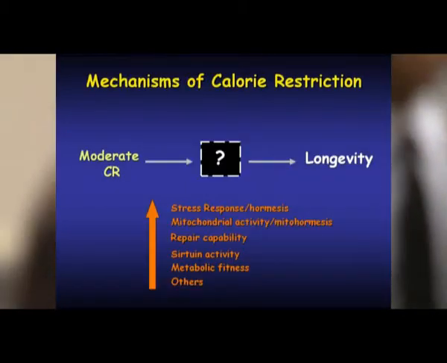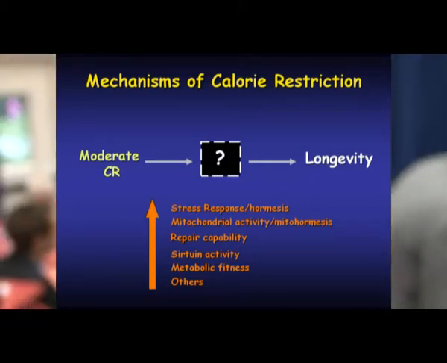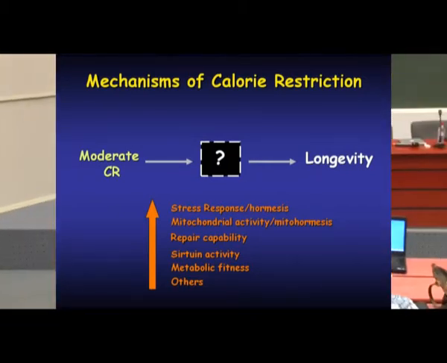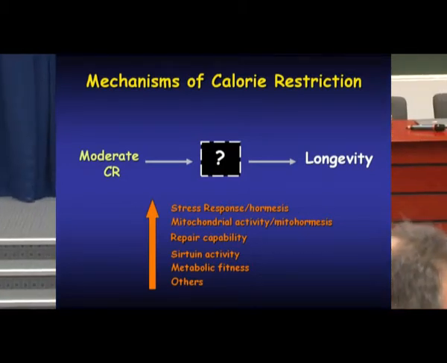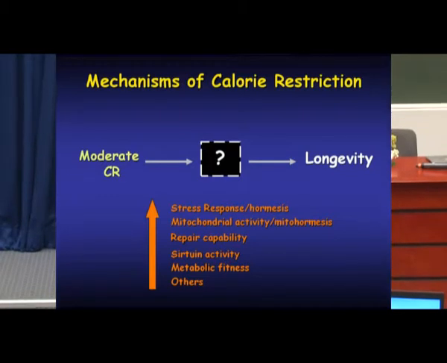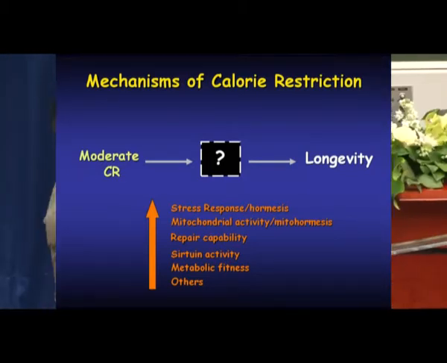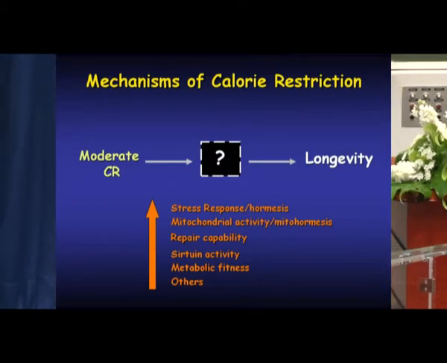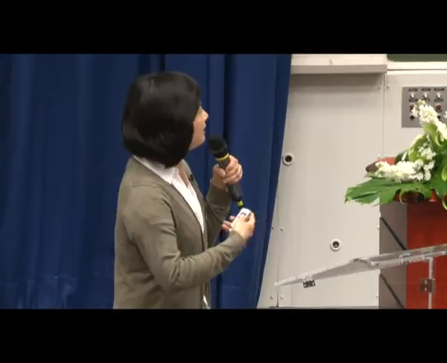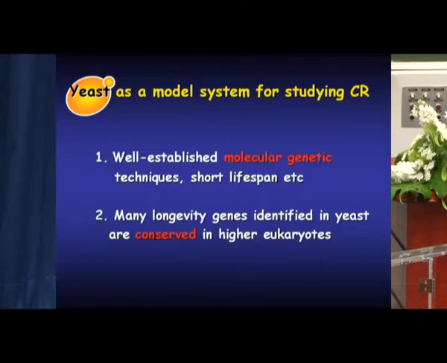Among these many factors, I just summarized a few in a very brief model; many others are not shown here. They include an increased stress response or homeostasis, mitochondrial activity or mitohomeostasis, increased repair capability including genome and protein repair, and also increased SuJuLin activity or increased metabolic fitness. All these have been suggested to contribute to calorie restriction-mediated lifespan extension and other beneficial effects.